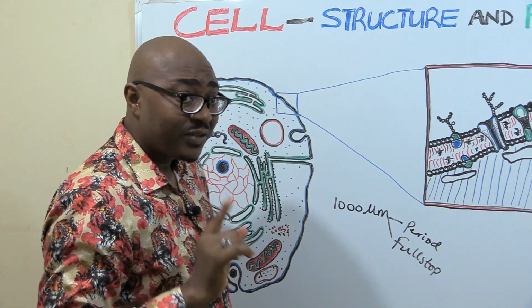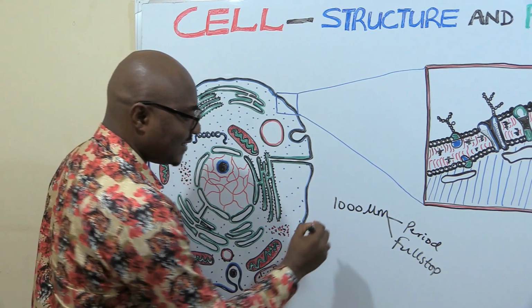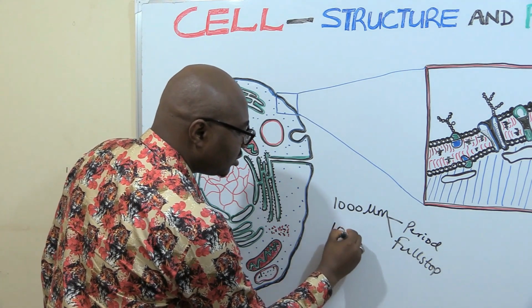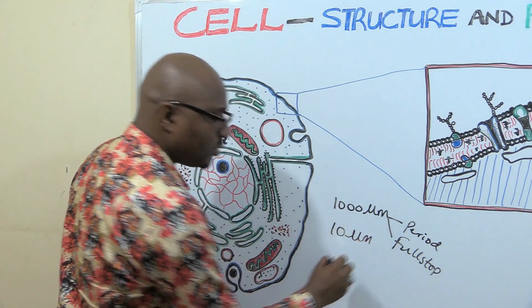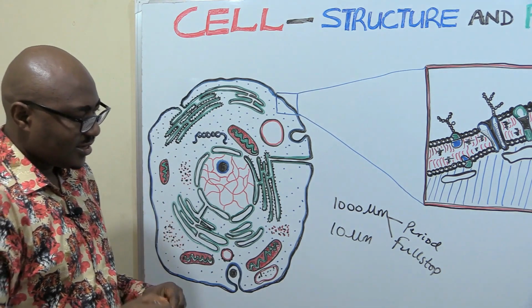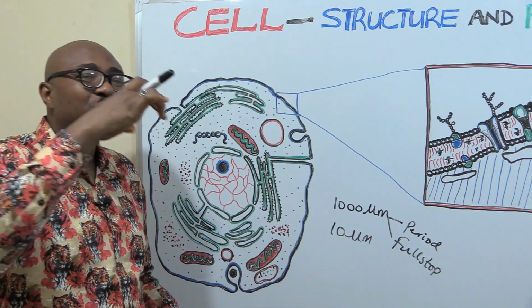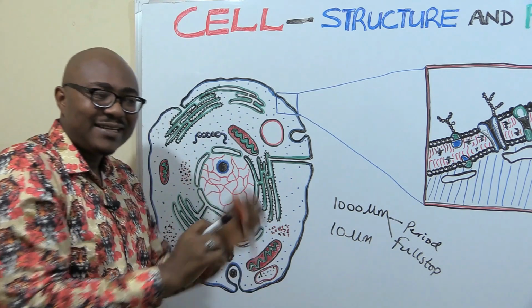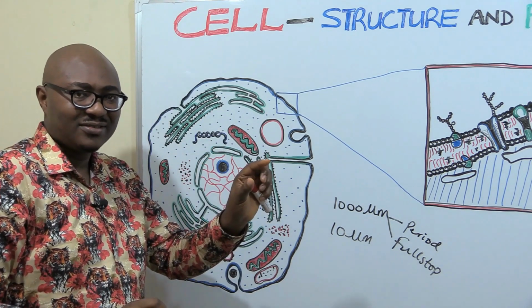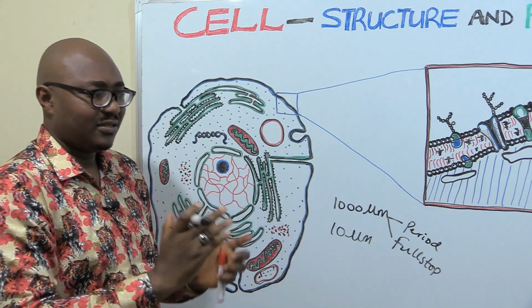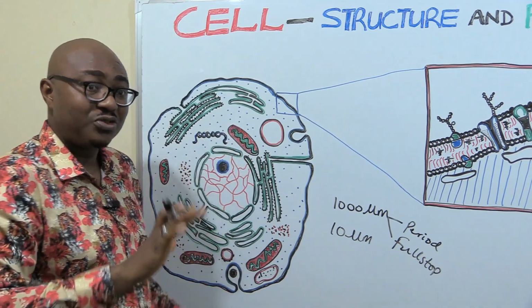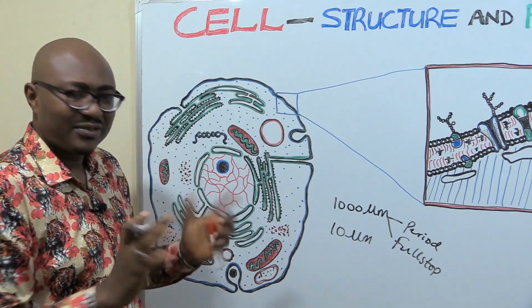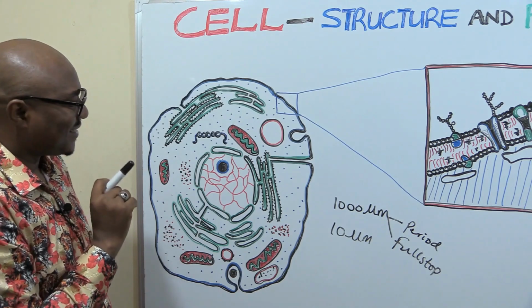The size of a human cell is 10 micrometers. That means it's 100 times smaller than that dot, so you can't see it. Just imagine dividing that dot into 100 pieces. It becomes invisible. That's the size of one cell.